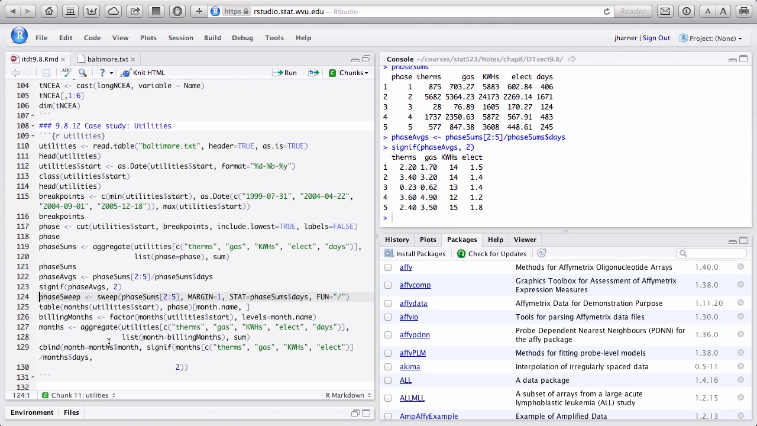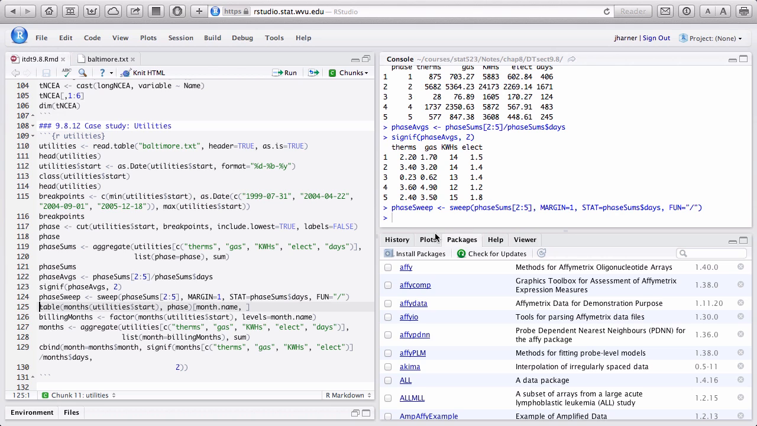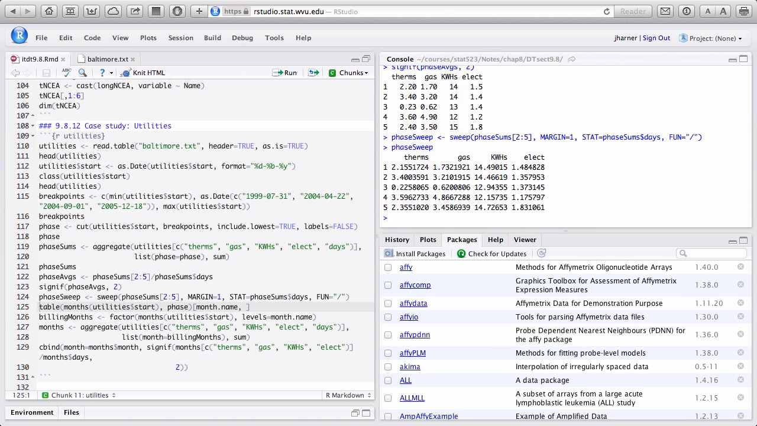Now, I could have done this by the sweep operator, and that's another powerful operator. And so what the sweep operator says, I'm going to take the phase sums, and I'm going to do margin 1. In other words, I'm going to do it by row, and I'm going to sweep out using days using the function divide. So it means actually I'm going to divide each row by the number of days for that row. And that's exactly equivalent to what we did before. So if I printed it, I would get exactly the same thing, except I didn't round it off here.